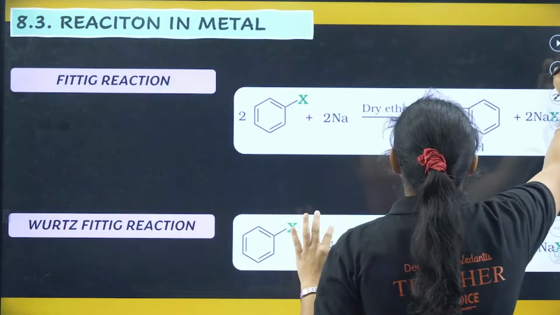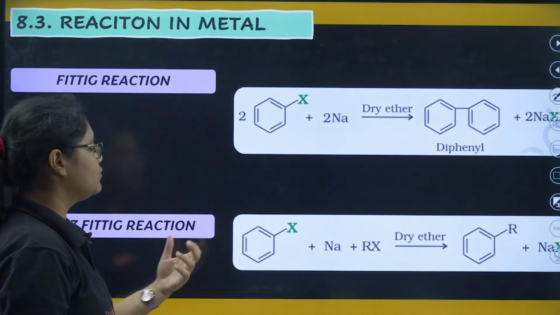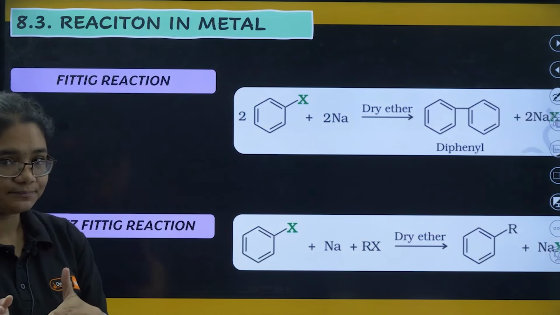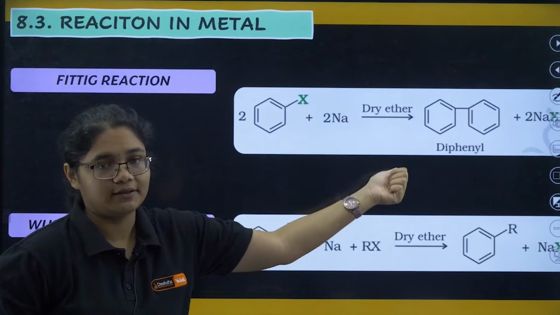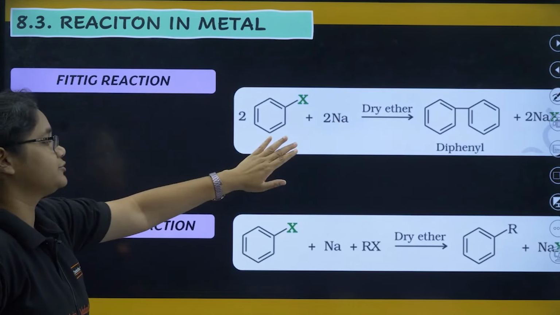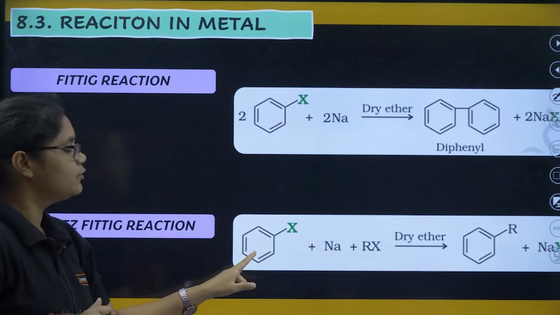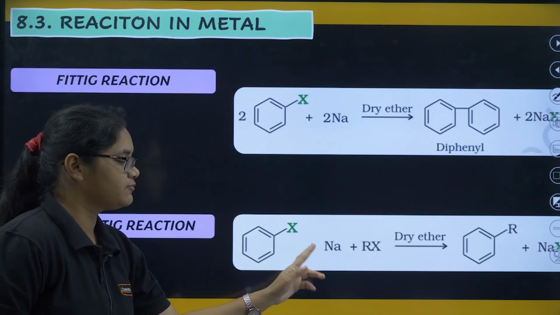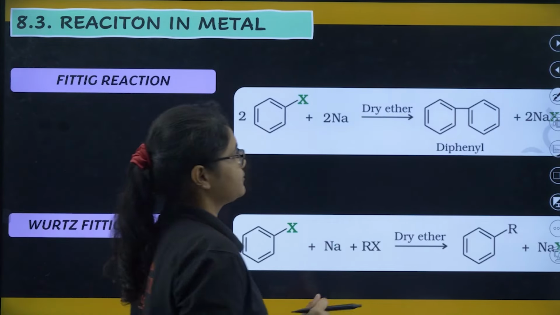Then coming to reactions with metal, we have the Fittig reaction and the Wurtz-Fittig reaction. If you remember, in the Wurtz reaction we had RX. In the Fittig reaction you have ArX with Na and dry ether. Now this is the Fittig reaction. When you mix Wurtz and Fittig, in Wurtz we used RX, in Fittig we used ArX, and if you react both of them in presence of Na, you will get this one. Okay, this is the Fittig and Wurtz-Fittig reaction.